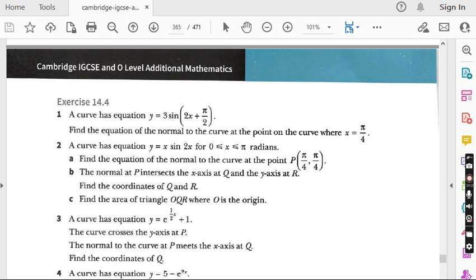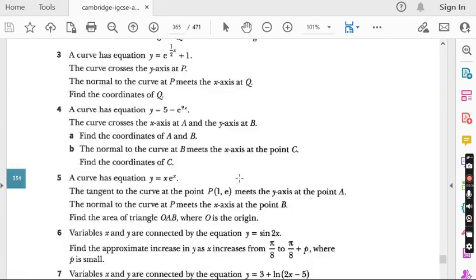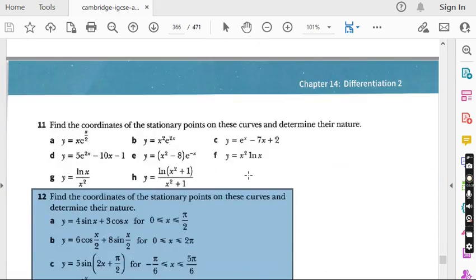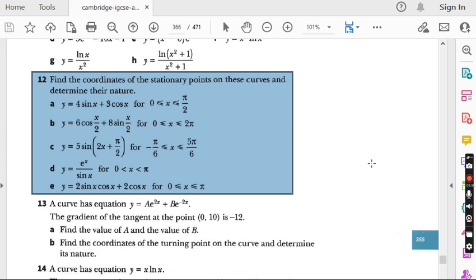Students, in last lecture we did question number 11 parts A, B, C from exercise 14.4, and question number 12, parts A, B and C. The topic of this exercise is the sum of all concepts of chapter number 12, differentiation 1, and the sum of all concepts of chapter number 14, exercises 14.1 to 14.3.